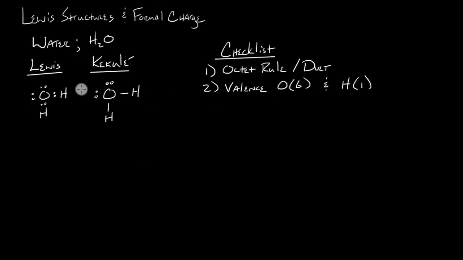So since we have only one oxygen, we would have 6 electrons for that one oxygen, and then we have 2 hydrogens, so we would add 2 to that. So we get a total of 8, so we should have a total of 8 electrons here. So if we count 2, 4, 6, 8, we've satisfied our total valence electron count. So we're good on that.